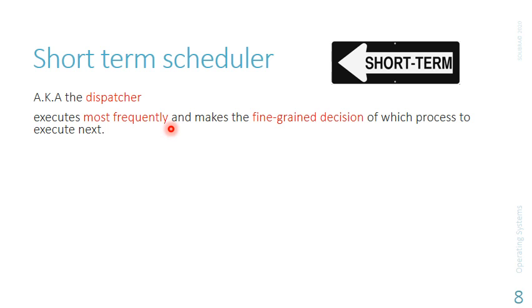So here I'm going to pick which process to execute inside the CPU next, and it's a really fine-grained decision. It means that it's really close to the CPU. It's from the ready list, and this is the scheduler that executes most frequently. Usually it's every time tick. It really depends on the implementation, but grosso modo, we're going to say that it's every time tick.